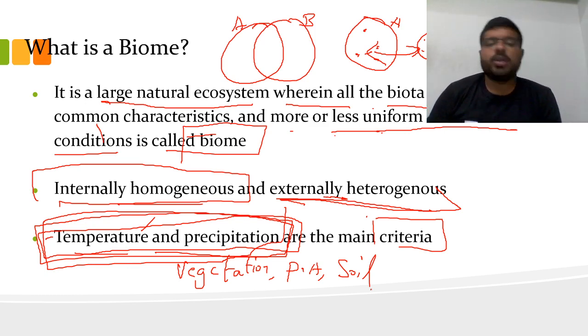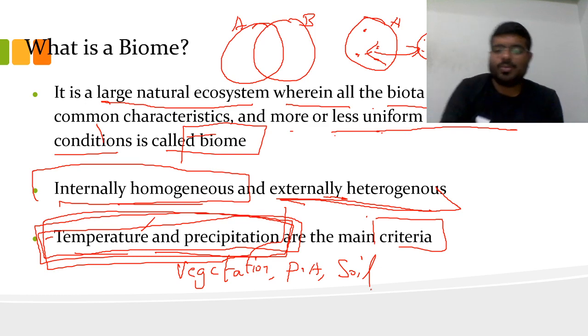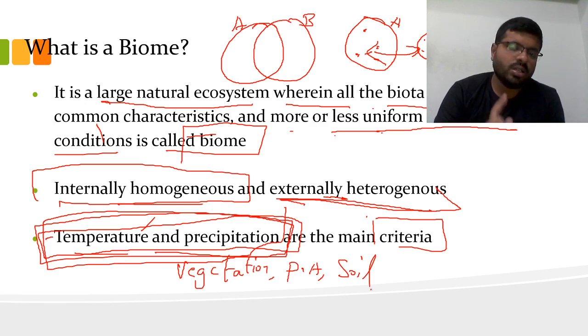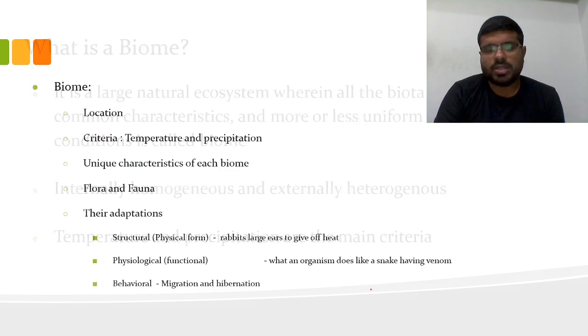So what is a biome? Now I can explain: a region which has similar characteristics of temperature, precipitation, vegetation, plants and animals, and soil within an area is called a biome. So that is the meaning of this. I hope this point is clear. What is internally homogeneous? All these criteria of temperature, precipitation, vegetation, soil condition tend to be similar within this region, and externally it is different. So that region is called a biome.